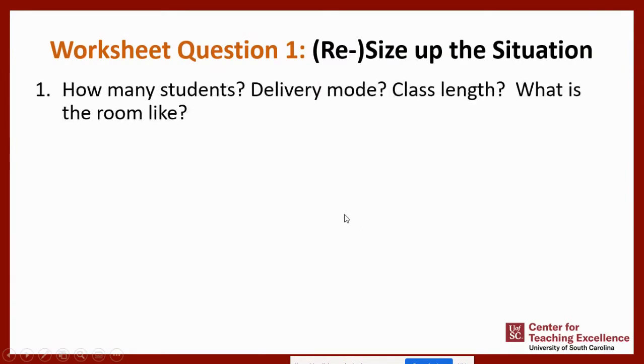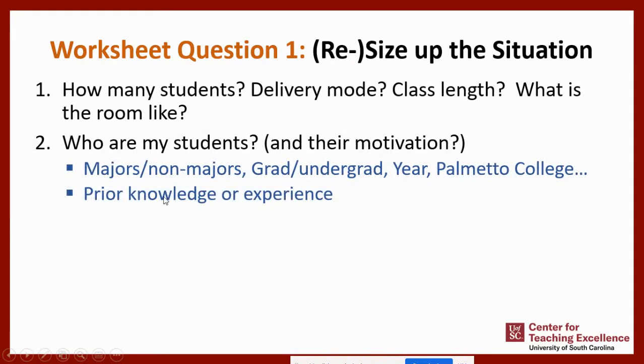How many students do you have? What is the delivery mode, face-to-face or blended? How long is the class? What is the room like? Especially if we're still doing social distancing, six feet, that's going to make a difference because you're probably going to be in a room that you may not be used to. So those are things you need to think about, because that also changes how you might do certain activities in the class itself.